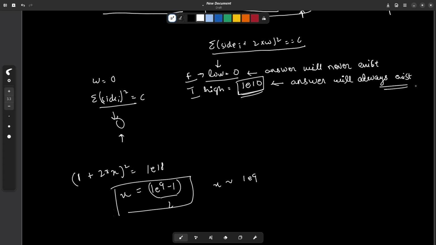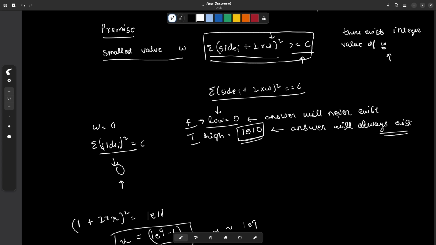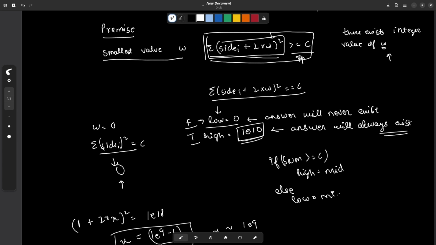Now I can just do a simple binary search, and for each value of mid, I can find out whether this summation value is greater than or equal to C or not. If the value of summation is greater than or equal to C, then I will update my high as mid, because at this particular point mid the answer is possible. Otherwise I'll update my low as mid, because at this particular point mid the answer is not possible. Since the value of high always holds a valid answer, I can just print the value of high at the end.